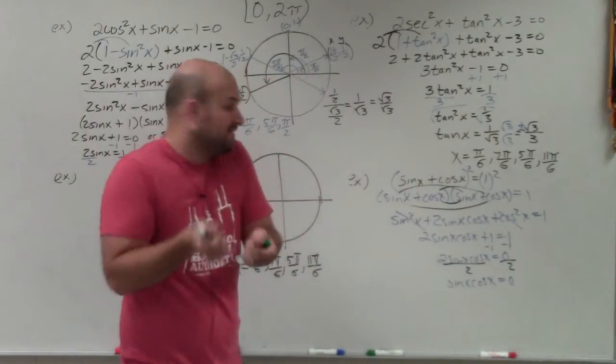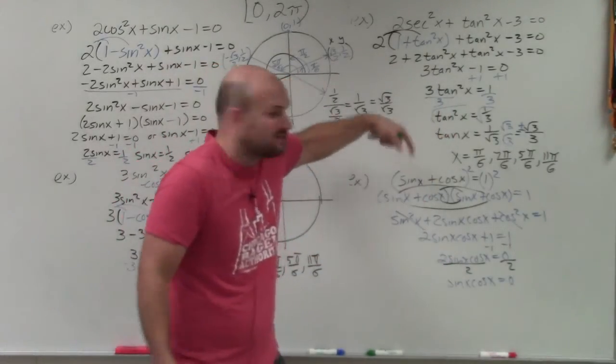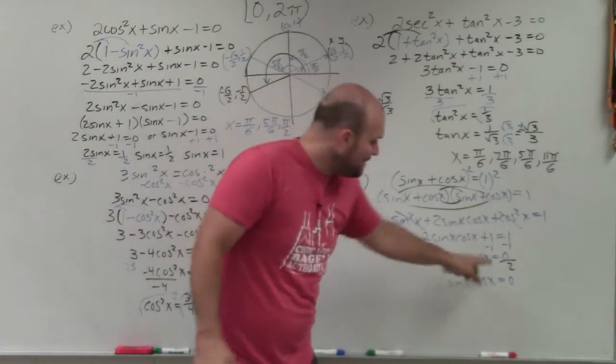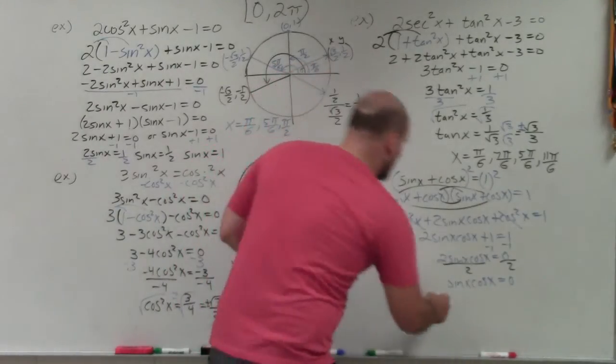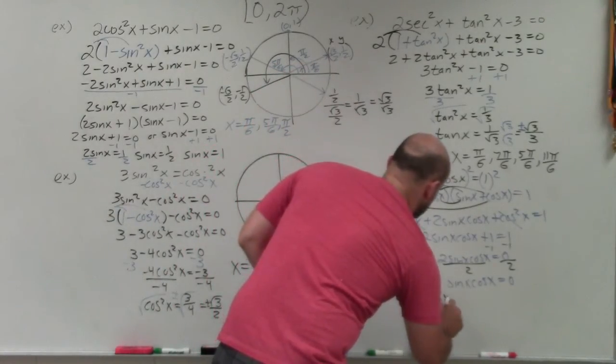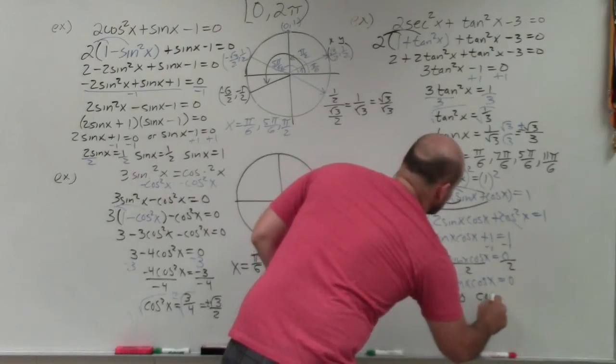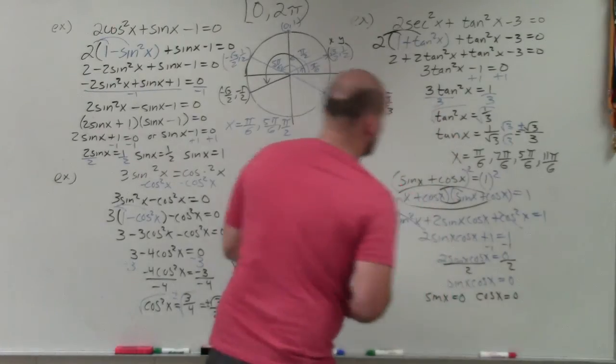Well, now I have it as a product. See, here it was added, so you can't separate them. But when they're separated by multiplication, you can separate using the zero product property. Sine of x equals 0, and cosine of x equals 0.